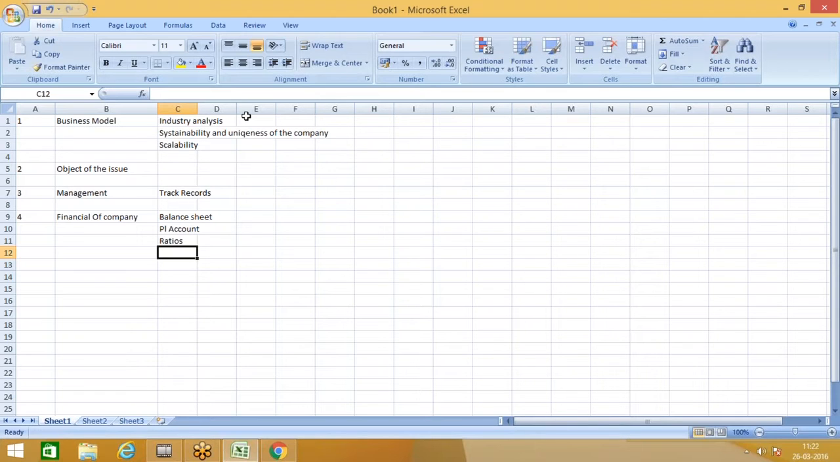Important thing to note is that all this data about the business model, the object of the issue, management, and financials of the company is available in the offer document when the company is issuing a share. Am I clear? Am I clear, Prashant?